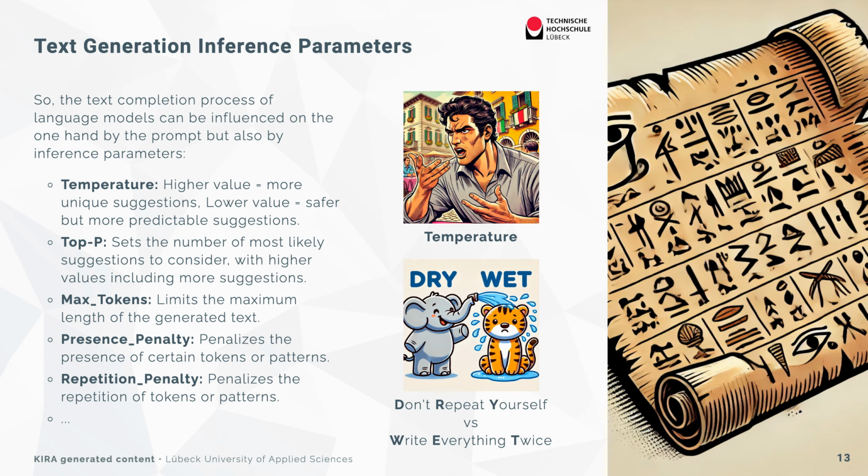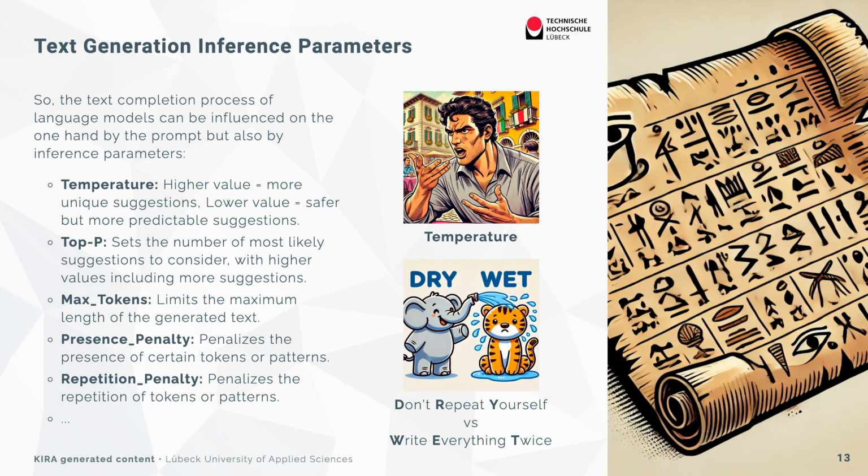One of these parameters is temperature, which controls the creativity of the model. By adjusting the temperature value, we can balance between unique and varied suggestions on one hand and safer but more predictable suggestions on the other. Another important parameter is top P, which determines how many of the most likely suggestions should be considered. By increasing the top P value, we can include more suggestions in the evaluation.